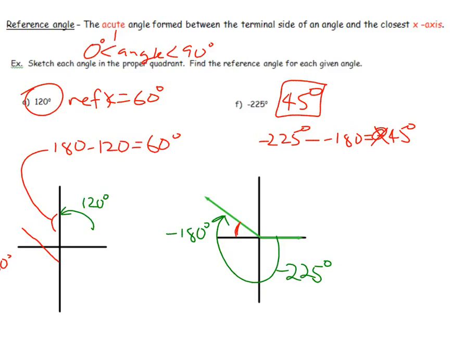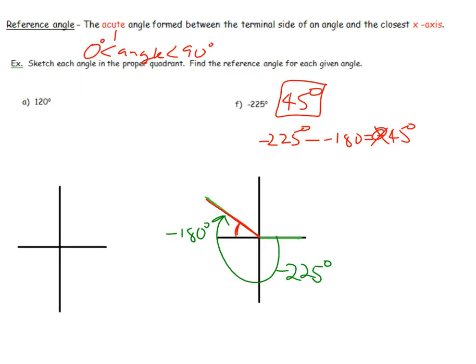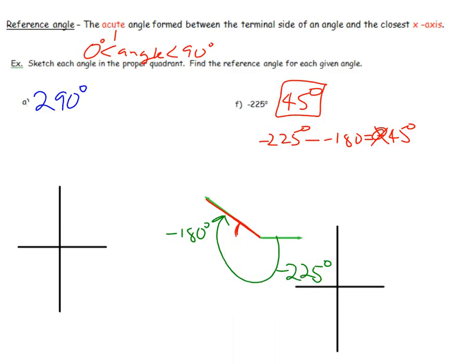So ultimately, all a reference angle is, is an acute angle formed between the end or the terminal side of my angle in standard position and the closest x-axis. Just for fun, let me do it one more time. I'm going to make up my own problem here. Let's suppose instead of 120, I had, say, 290 degrees. Well, if I want to find that angle, let's take a look. So I'm going to start my angle in standard position.